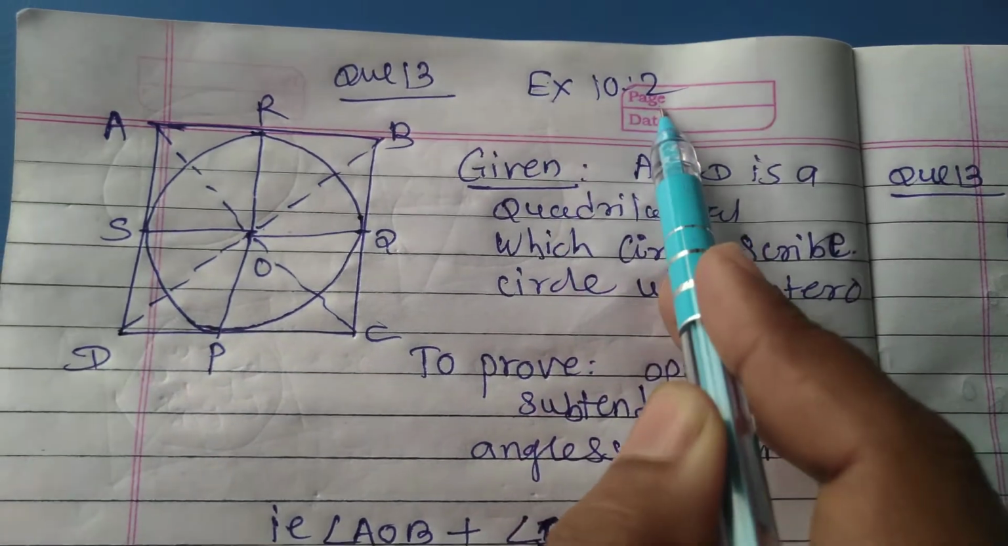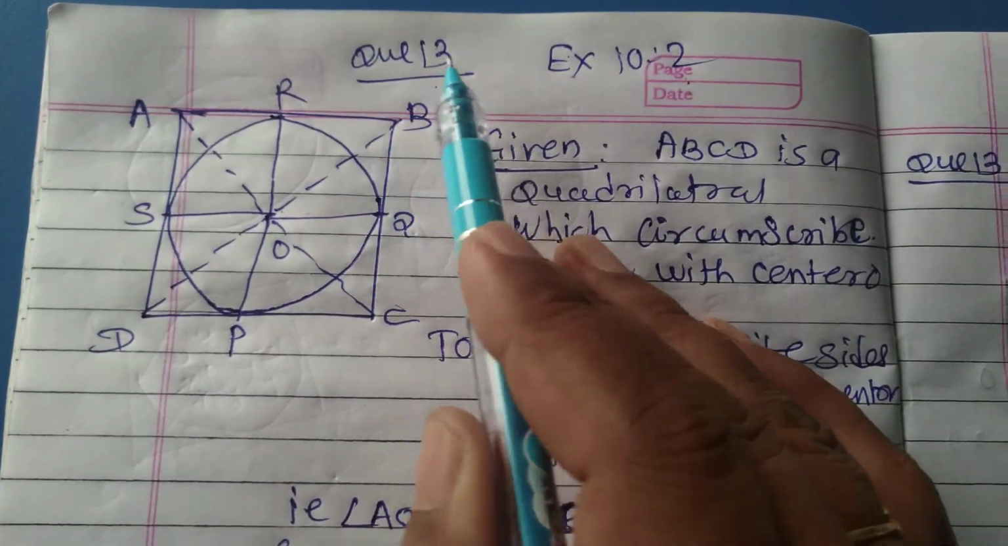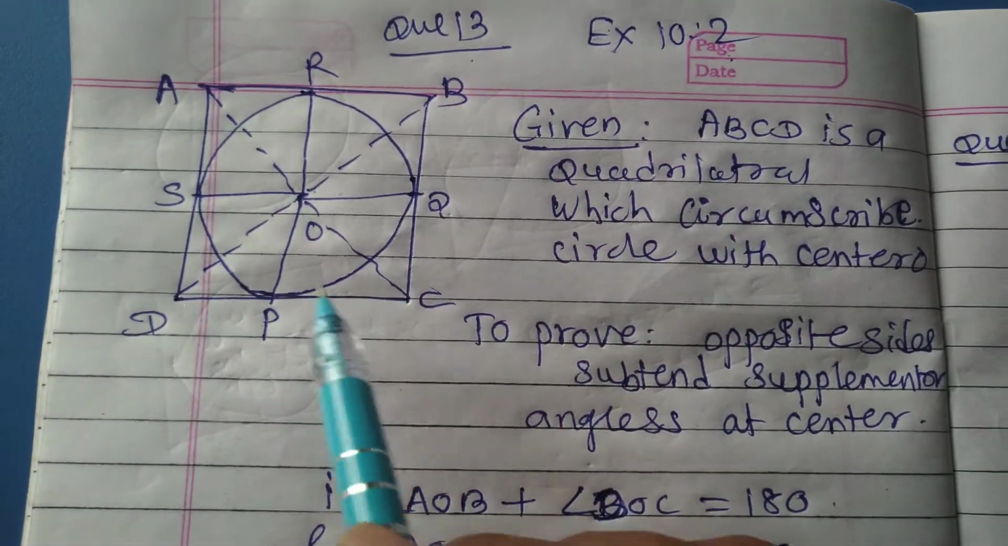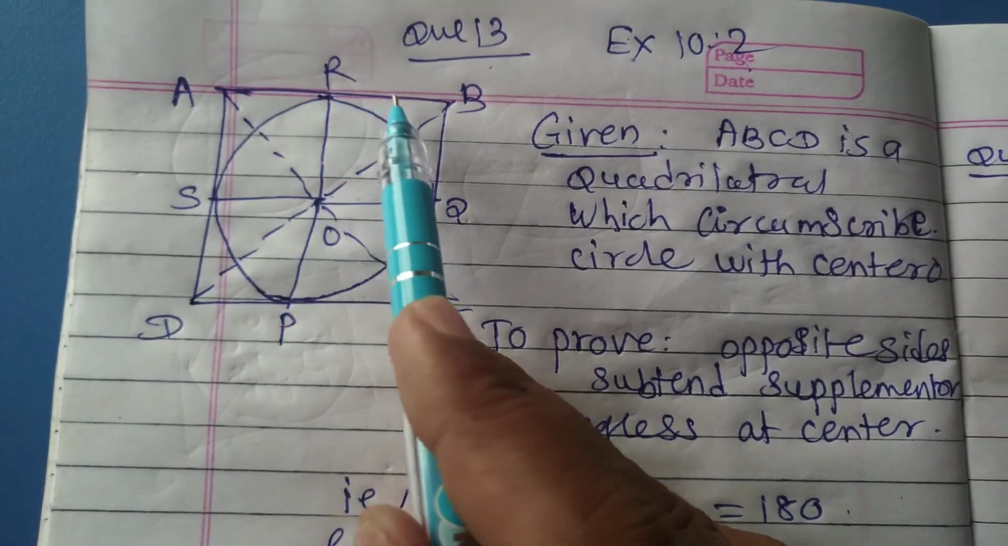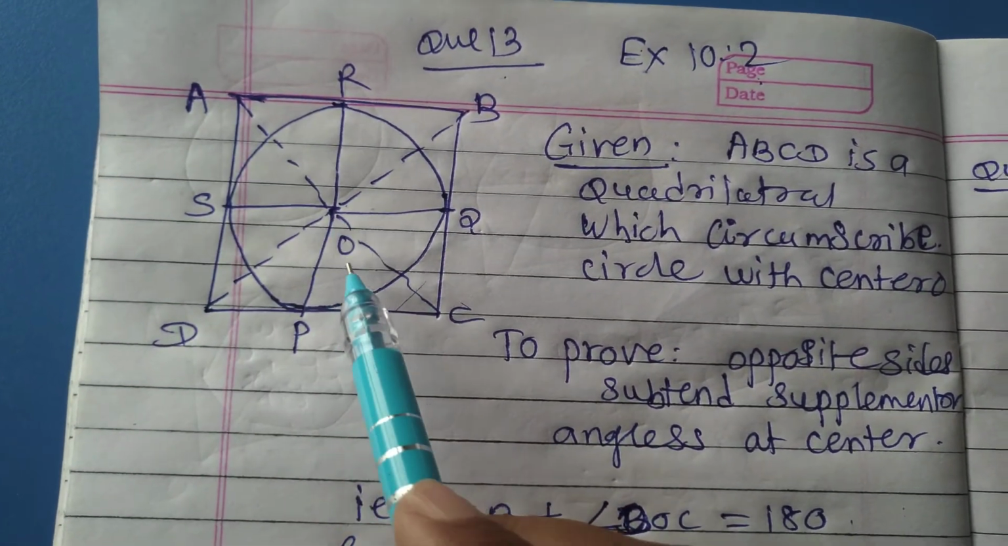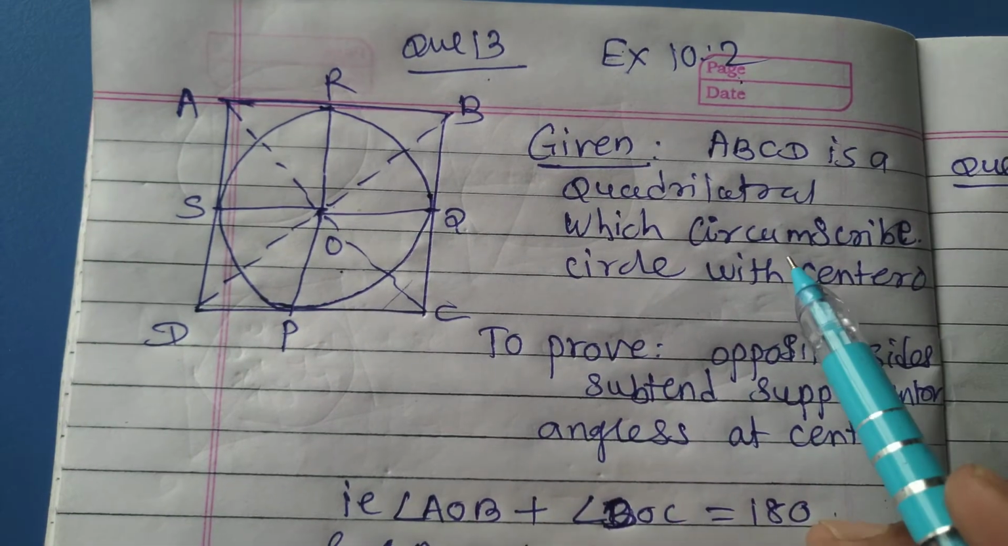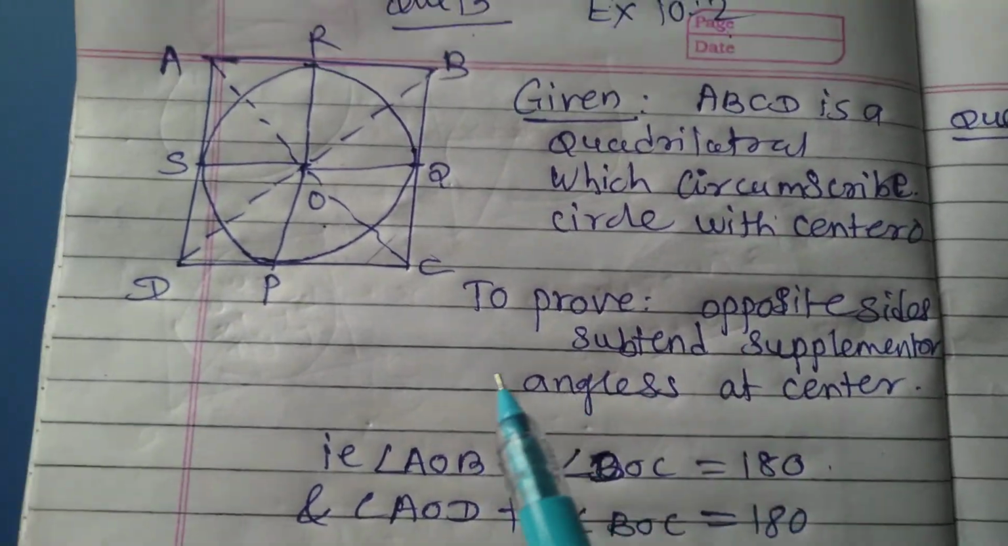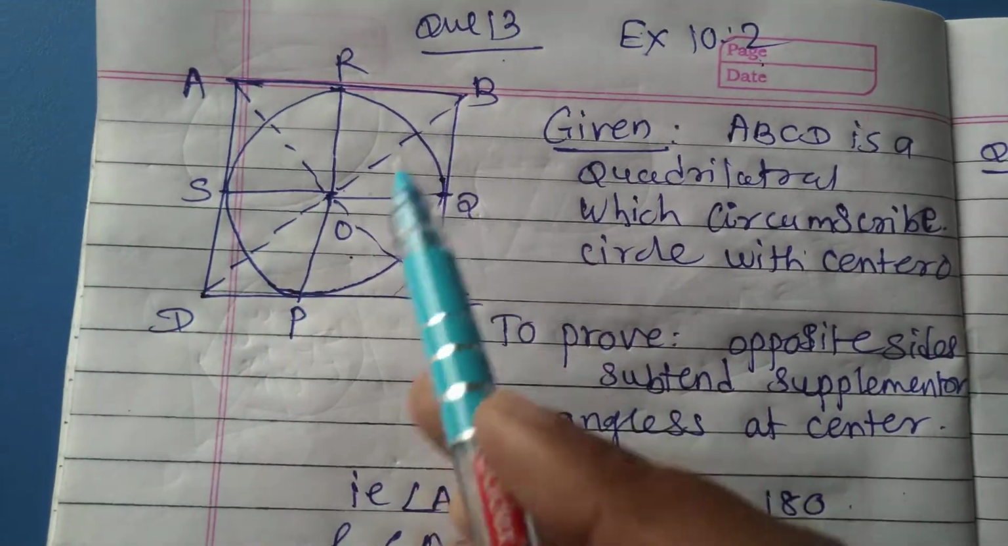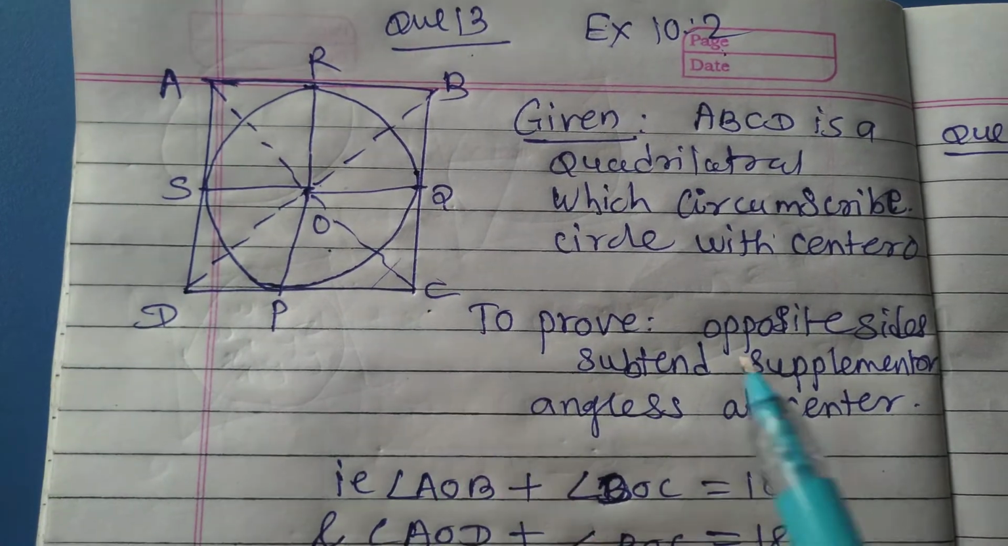Now exercise 10.2 question number 13, which is the last question. Quadrilateral ABCD is given. That quadrilateral circumscribes a circle with center O. This is given, and we have to show that the opposite sides of this quadrilateral subtend supplementary angles at the center.